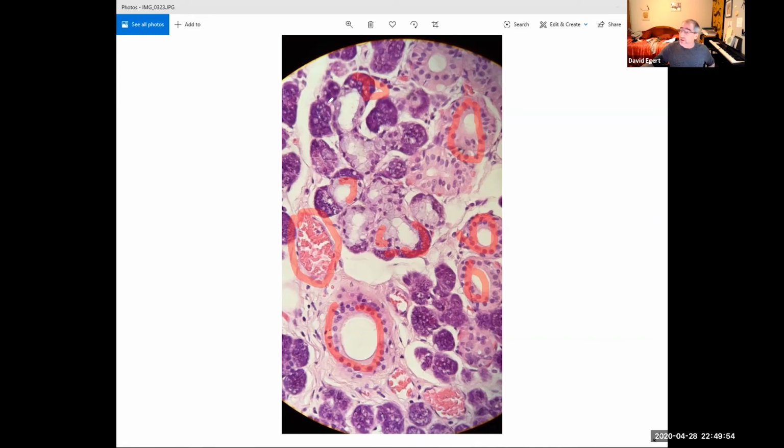You should know that the darker staining cells make the amylase, the enzyme. The lighter cells make the mucus. The things with cuboidal cells are ducts.